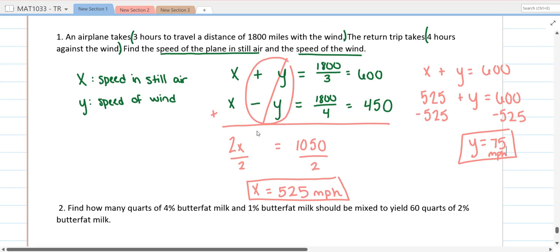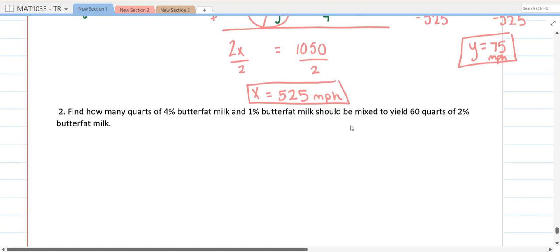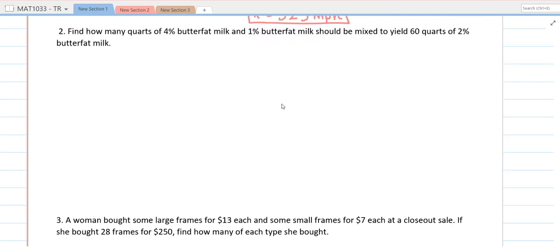Oh, and this one is always a little tricky too. Next one. 2% butterfat milk. All right. So what we have here is: how many quarts of 4% butterfat milk and 1% butterfat milk should be mixed to yield 60 quarts of 2% butterfat milk.